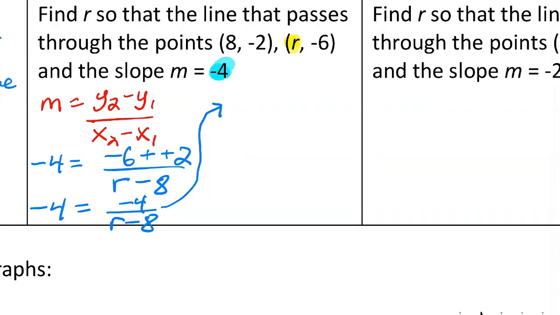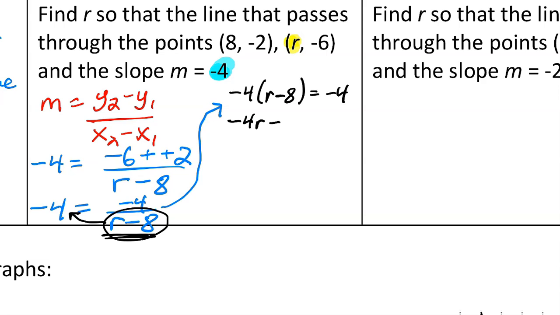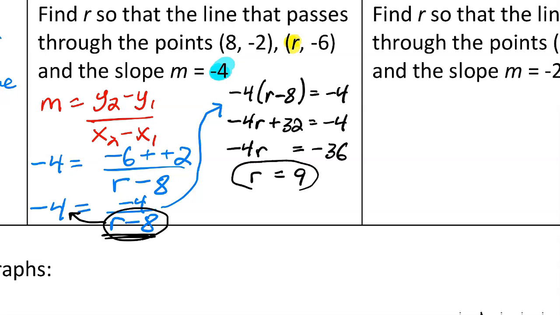And then bringing our work over, to solve something when you have the variable in the denominator, you'd multiply both sides by that binomial r minus 8. So that would be -4 times r minus 8 equals -4. So again, I basically took this and I multiplied it up here. And then we can distribute the -4. We can subtract 32 from both sides. So we get r must be 9, dividing both sides by -4.